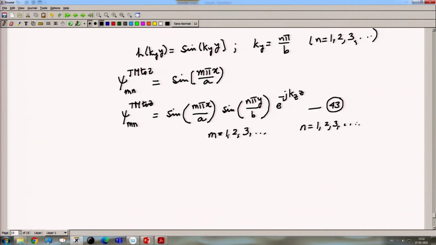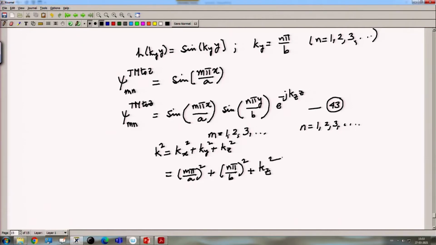Also, the separation equation which we wrote down before, in this case becomes k square is k x square plus k y square plus k z square, and that is given by m pi by a whole square plus n pi by b whole square plus k z square.